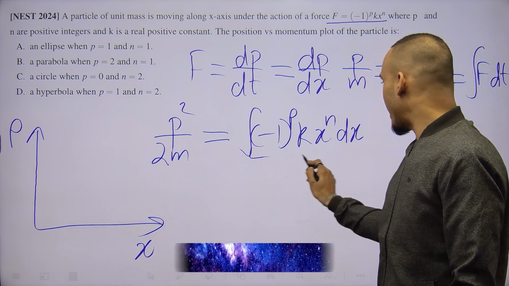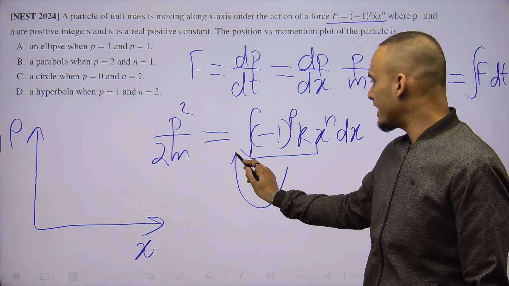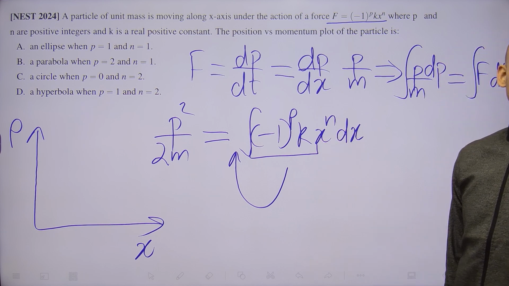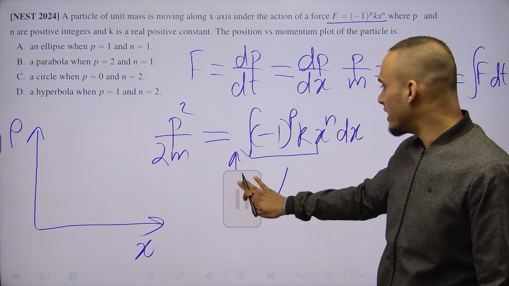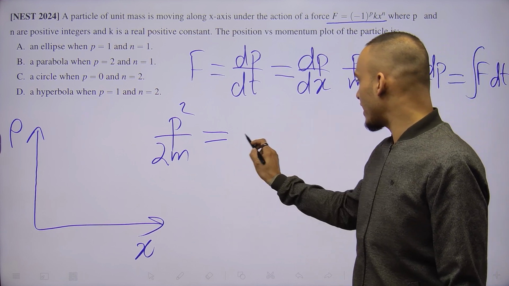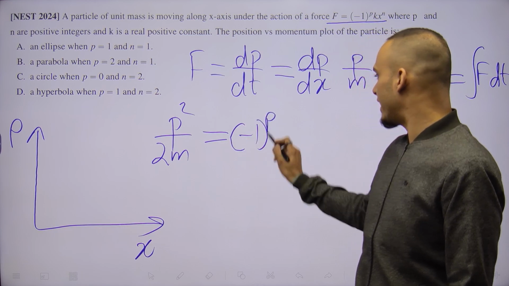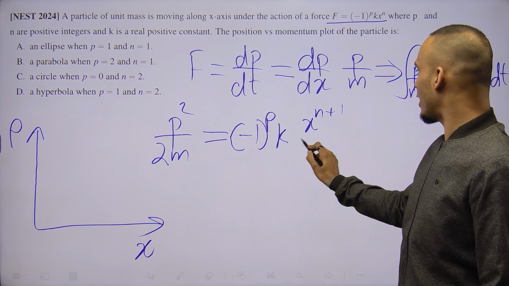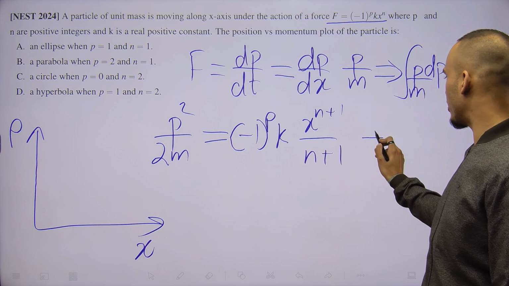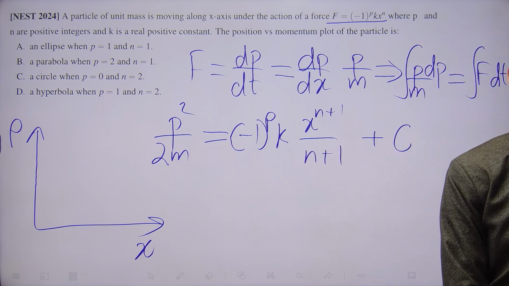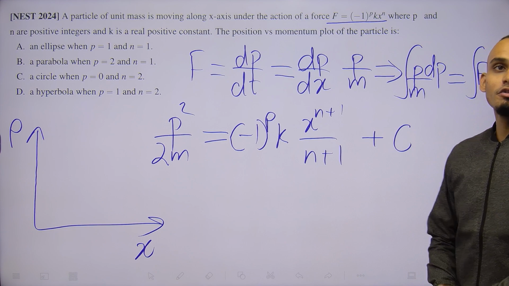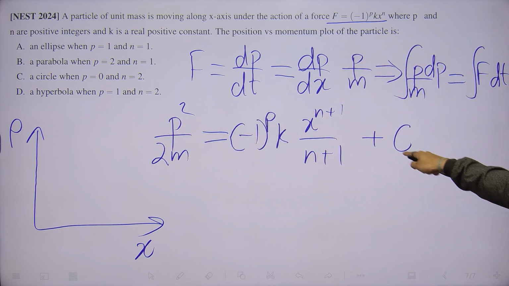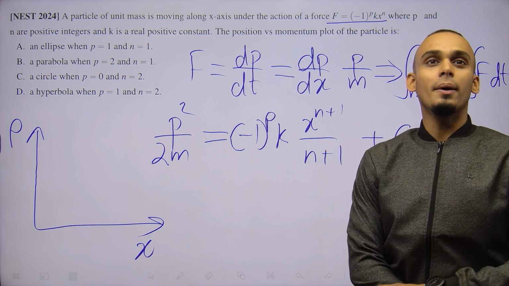Now since this entire term is a constant, it will get pulled outside the integral sign, and all we need to do is integrate x raised to power n with respect to dx, which we will get as minus 1 raised to power p, again this p is different, into k x raised to power n plus 1 upon n plus 1, and don't forget the constant of integration c. Now this is an arbitrary constant, so its value of course doesn't matter, but this is how the position of the particle is dependent on the momentum.